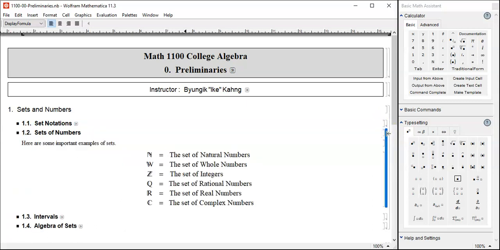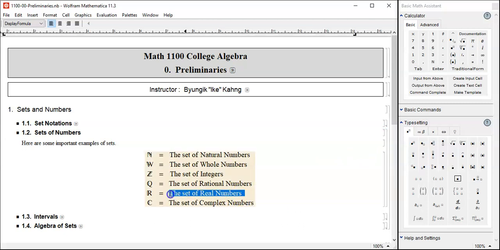Here's another reminder. I'm going to use these kinds of abbreviations a lot. I'm going to use double-struck fonts N, W, Z, Q, R, and C for the sets of natural numbers, whole numbers, integers, rational numbers, real numbers, and complex numbers, respectively. The default here is R, the set of real numbers. If I say nothing, it's coming from the set of real numbers.